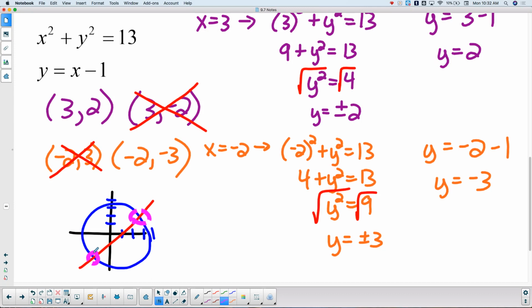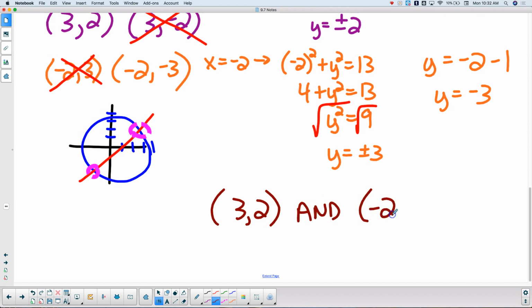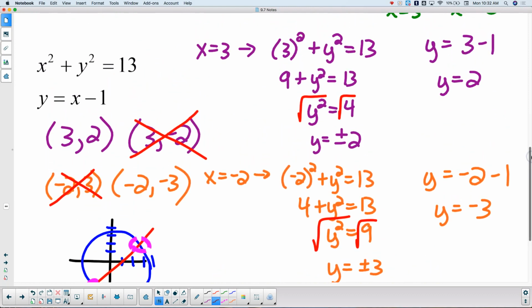Yeah. So the answers to this quadratic system are (3, positive 2) and (negative 2, negative 3). Right? Okay. Now, let's check it back in both equations.